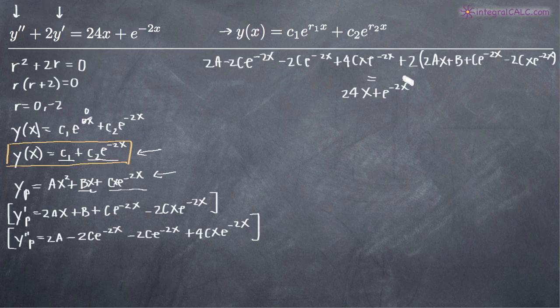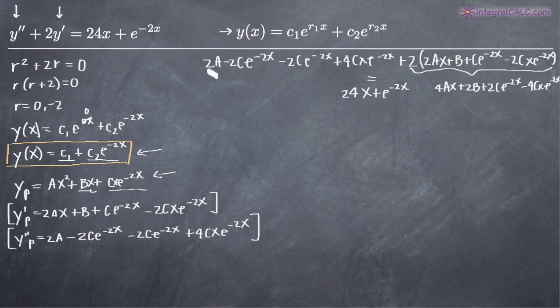And now what we want to do is go ahead and simplify the left-hand side as much as we can. So we'll end up with, instead of this part over here, I'm going to multiply out this 2 so we can see. We'll end up with 4ax plus 2b plus 2c e to the negative 2x minus 4cx e to the negative 2x.